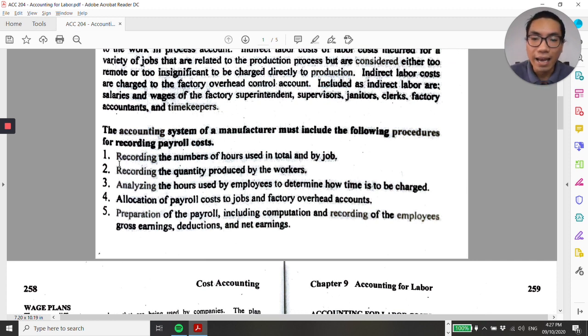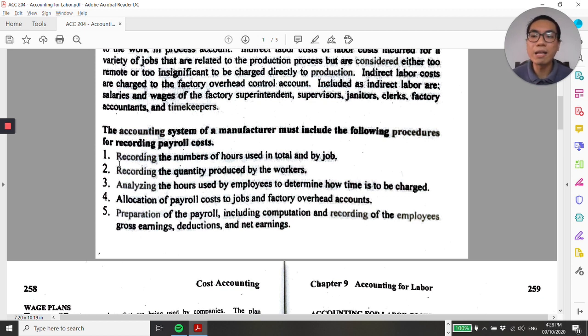It is very important to analyze these hours collated by the accounting side to properly assess how the charging of those accumulated costs should be done. If we identify indirect costs, these indirect labor costs are directly charged to the factory overhead accounts and should not be charged directly to the work in process account of the job being completed.